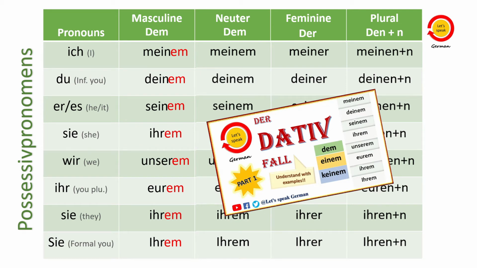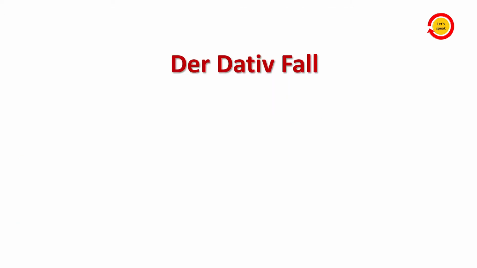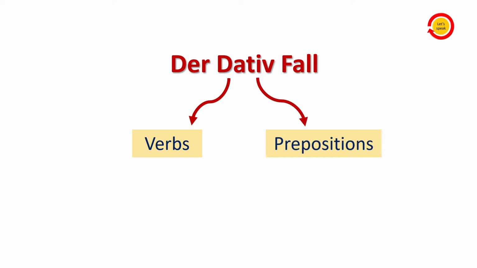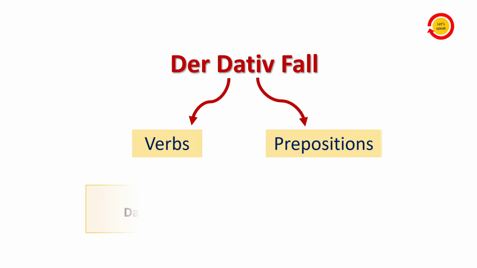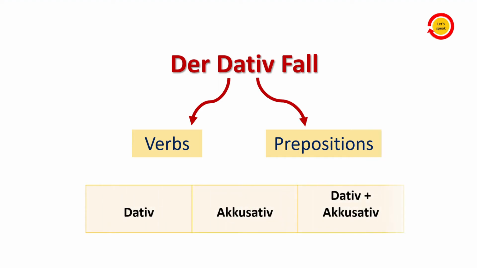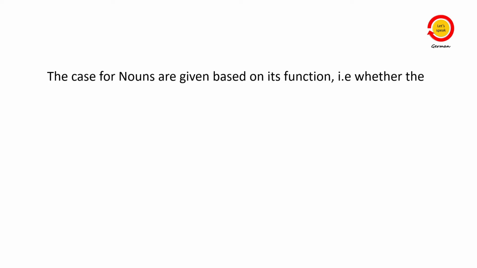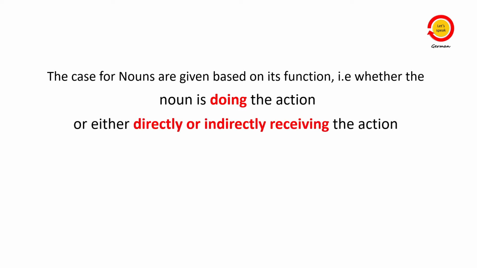But the most important thing is that der Dativfall is also used after certain verbs and prepositions. We shall learn about the dative prepositions in later videos. Generally, learners are recommended to memorize which of the verbs are dative, which are accusative, and which verbs are dative plus accusative. We know that the case for nouns is given based on their function, that is, whether the noun is doing the action or either directly or indirectly receiving the action in a sentence.